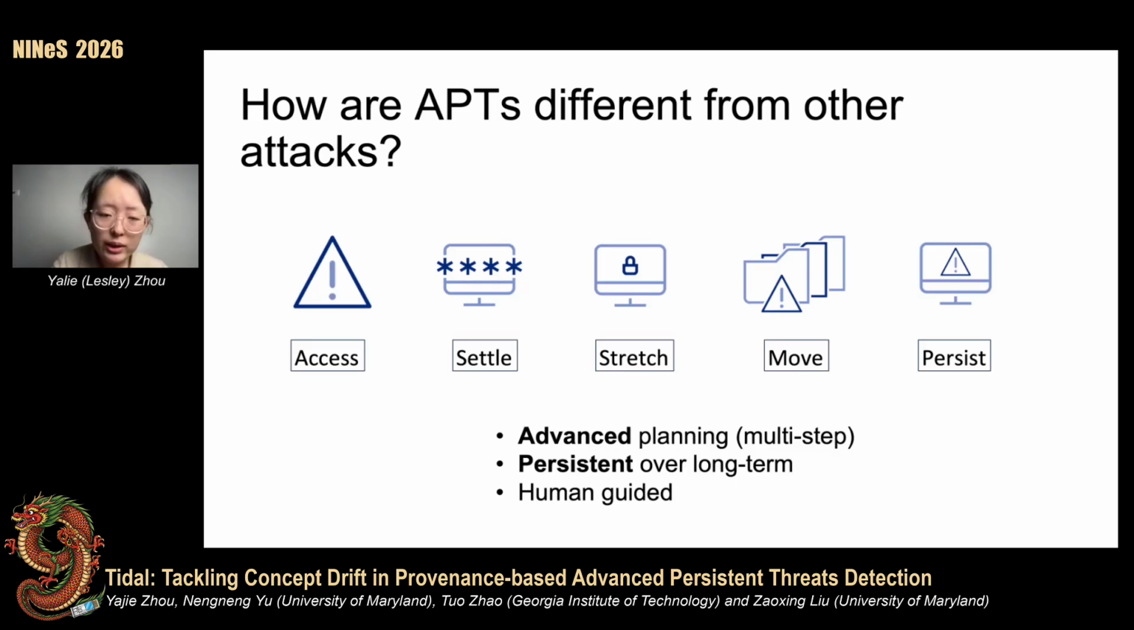So the main difference here is that APTs usually involve advanced planning, and they often have human guidance in the backend. The attack can be multi-step or multi-stage. And also, more importantly, it is persistent over the long term in your system.